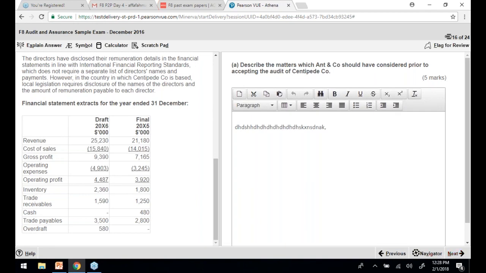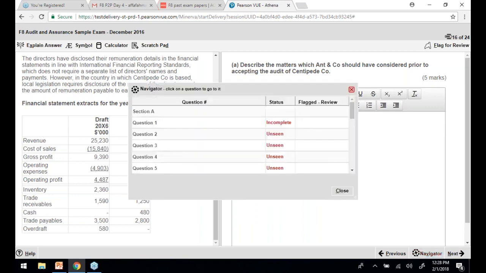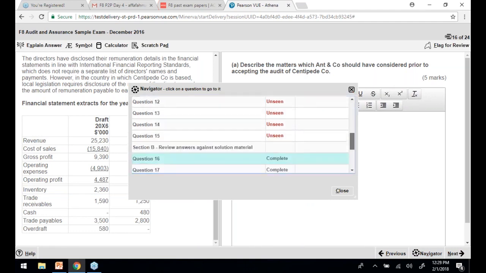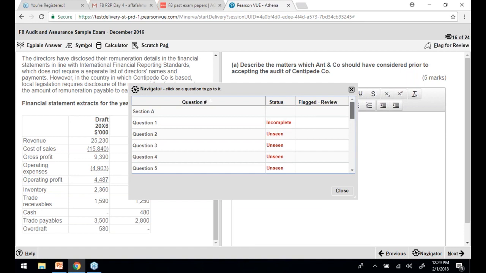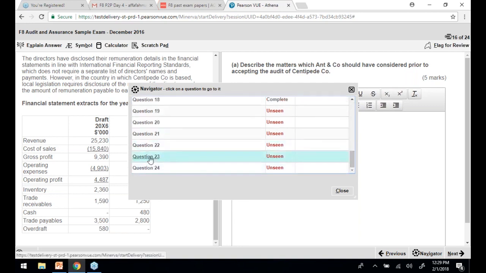Another thing you can do, guys, if you could all pay attention, you press the navigator and this will tell you the status of your question paper as well. So section A, all these questions are unseen, so I haven't even gone to this. Incomplete means I've seen it, but I haven't actually attempted it yet. You could skip directly to question number 23.